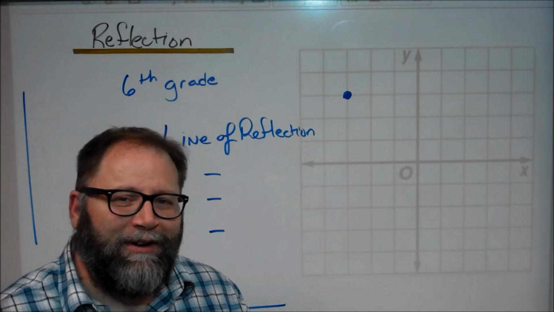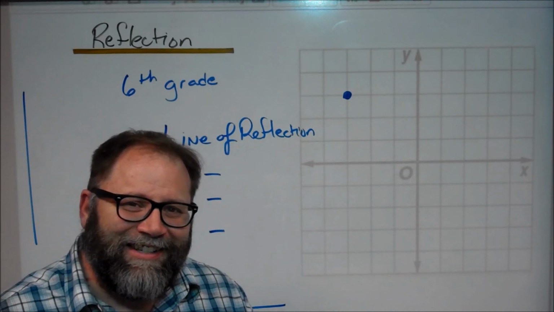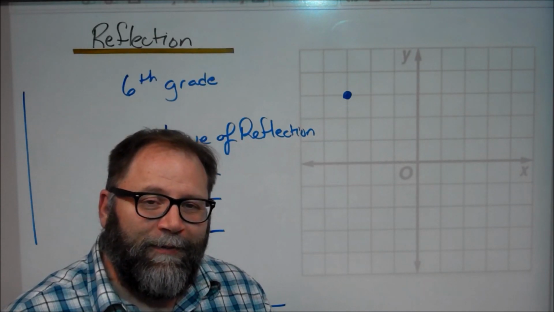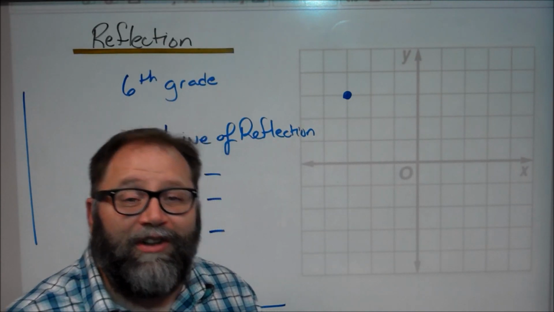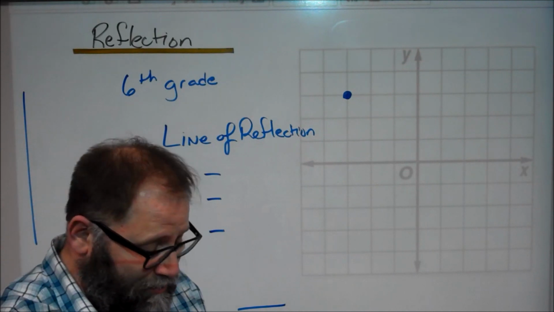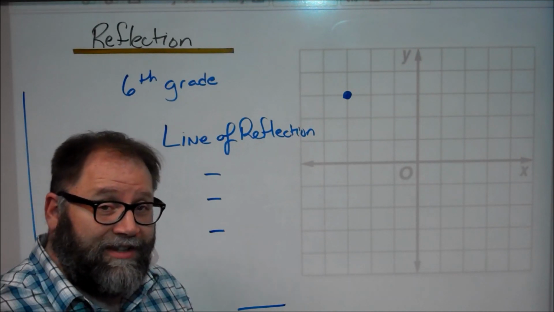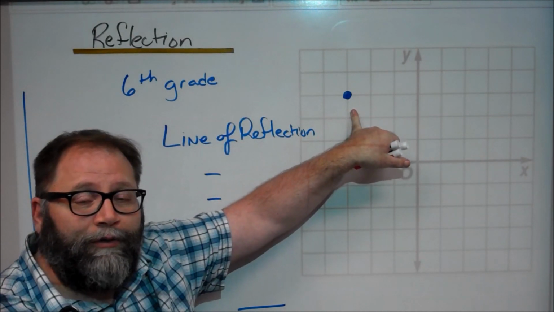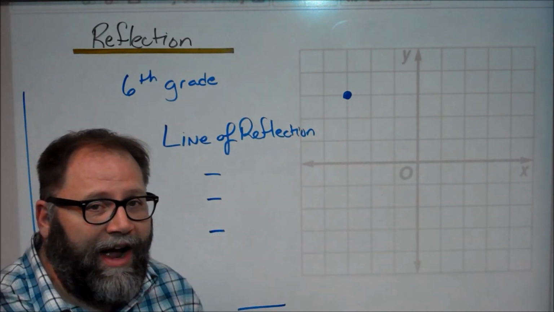We're going to talk about reflecting things on the coordinate plane. You did this in 6th grade, so let's just look at what 6th grade looked like. I know, kind of a mess, but you've got it together now in 8th grade. In 6th grade, we just took a point and we reflected it across the x or the y-axis.